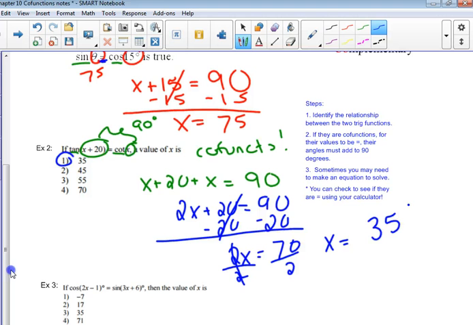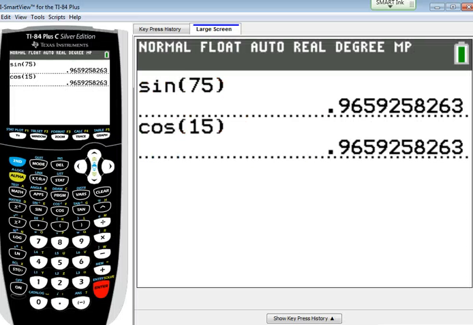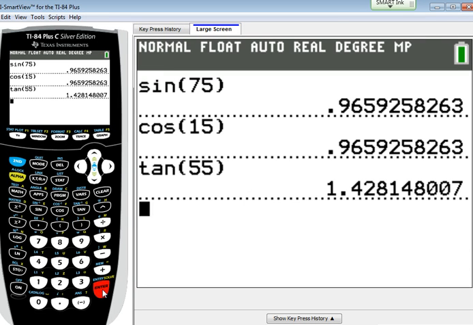Now again, can we check to make sure that we're correct? If you do the cotan of 35, well this is saying 35 plus 20 will give us 55, and if I take the tangent of 55, it should equal the cotan of 35. So 55.